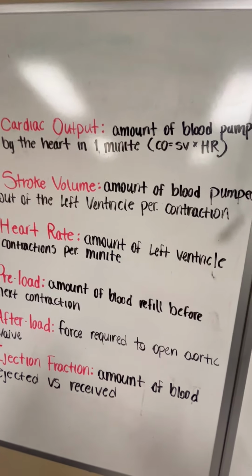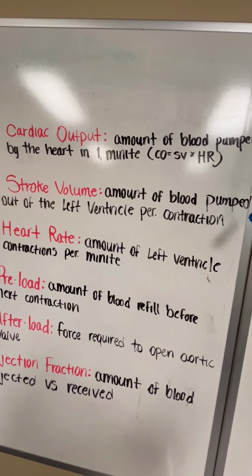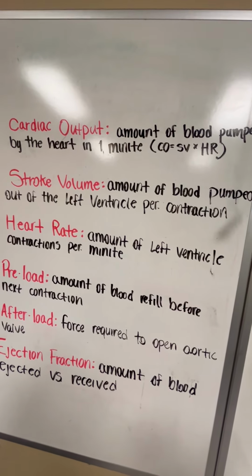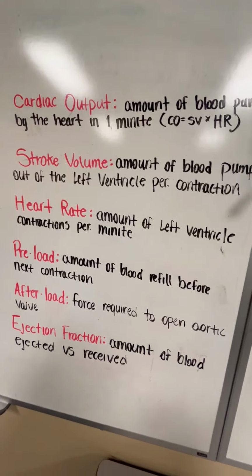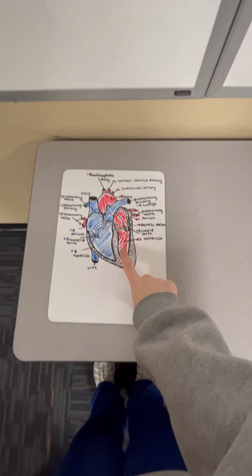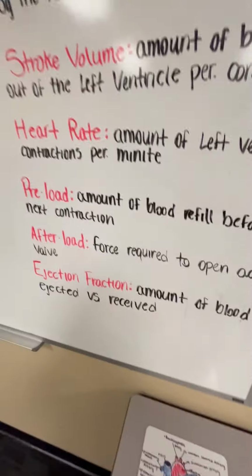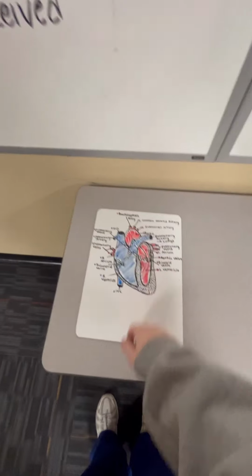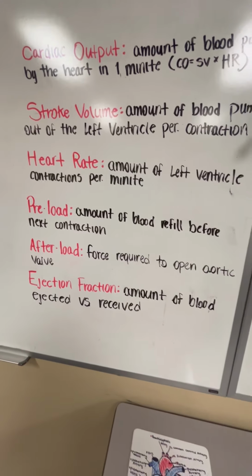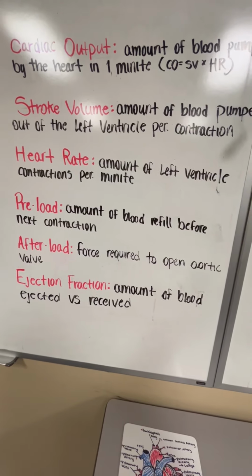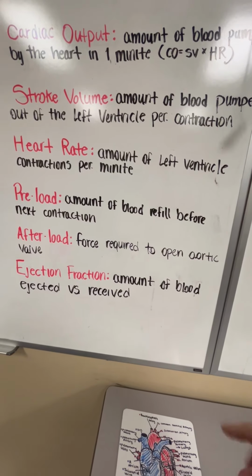And the stroke volume is the amount of blood pumped out of the left ventricle in one contraction. So it's being pumped out of this left ventricle right here. Notice how there's more muscle around that one. Then we have the heart rate, which is the amount of left ventricle contractions in 1 minute.